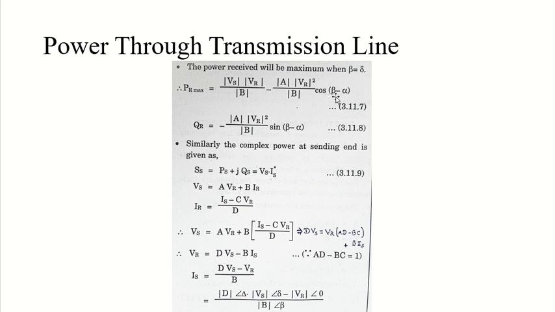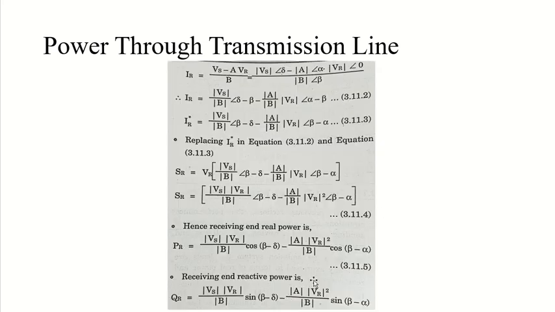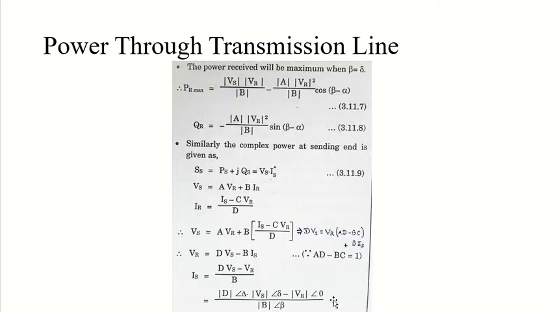And what will happen with the reactive power? So come here and see. When we have beta equals delta, which means sine(beta minus delta), the sine angle will become 0. And what is the value of sine 0? The value of sine 0 is 0, which means the whole first term will be 0, and what we will be left with is minus A VR square divided by B sine(beta minus alpha). So we will have minus A into VR square divided by B sine(beta minus alpha), as you can see here. That will be my reactive power.